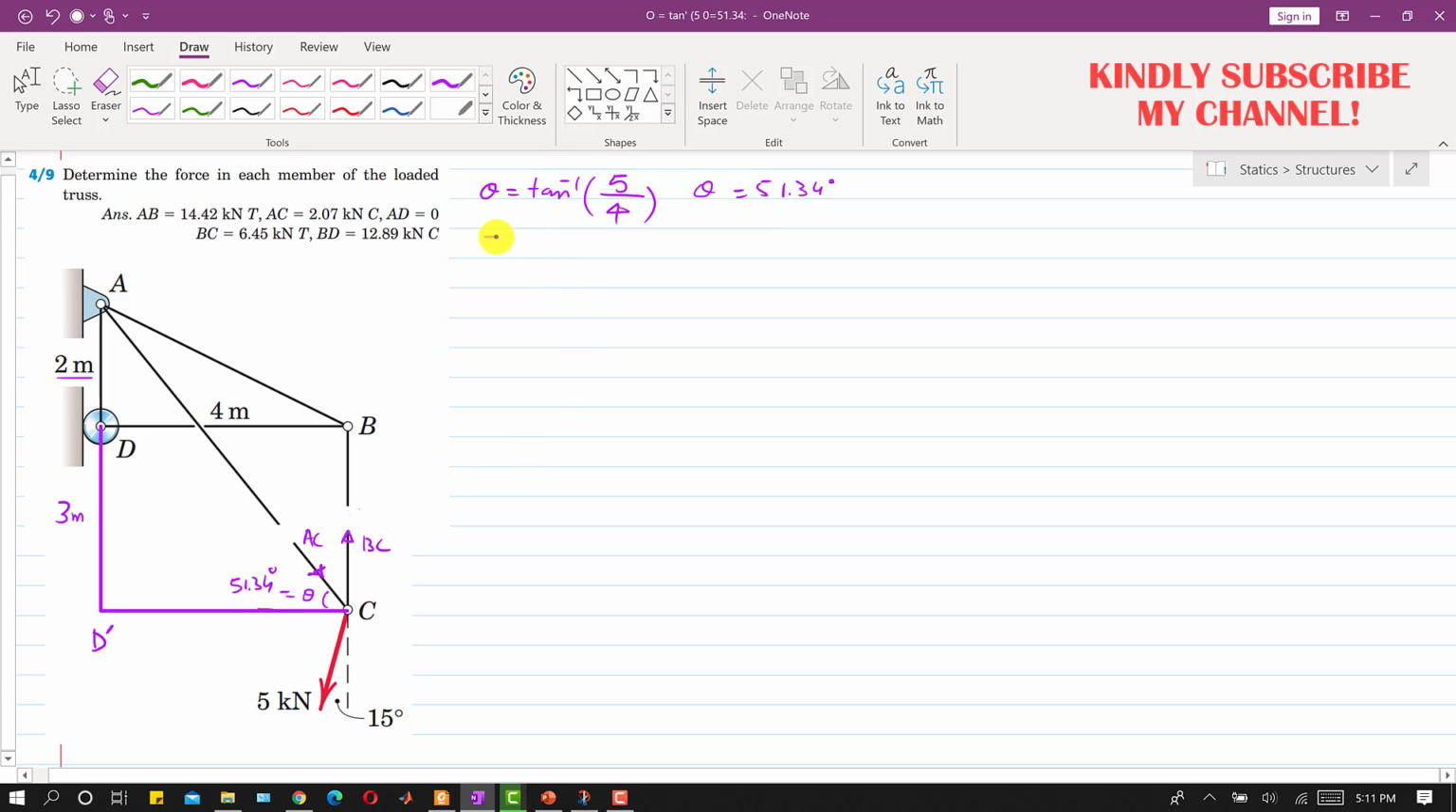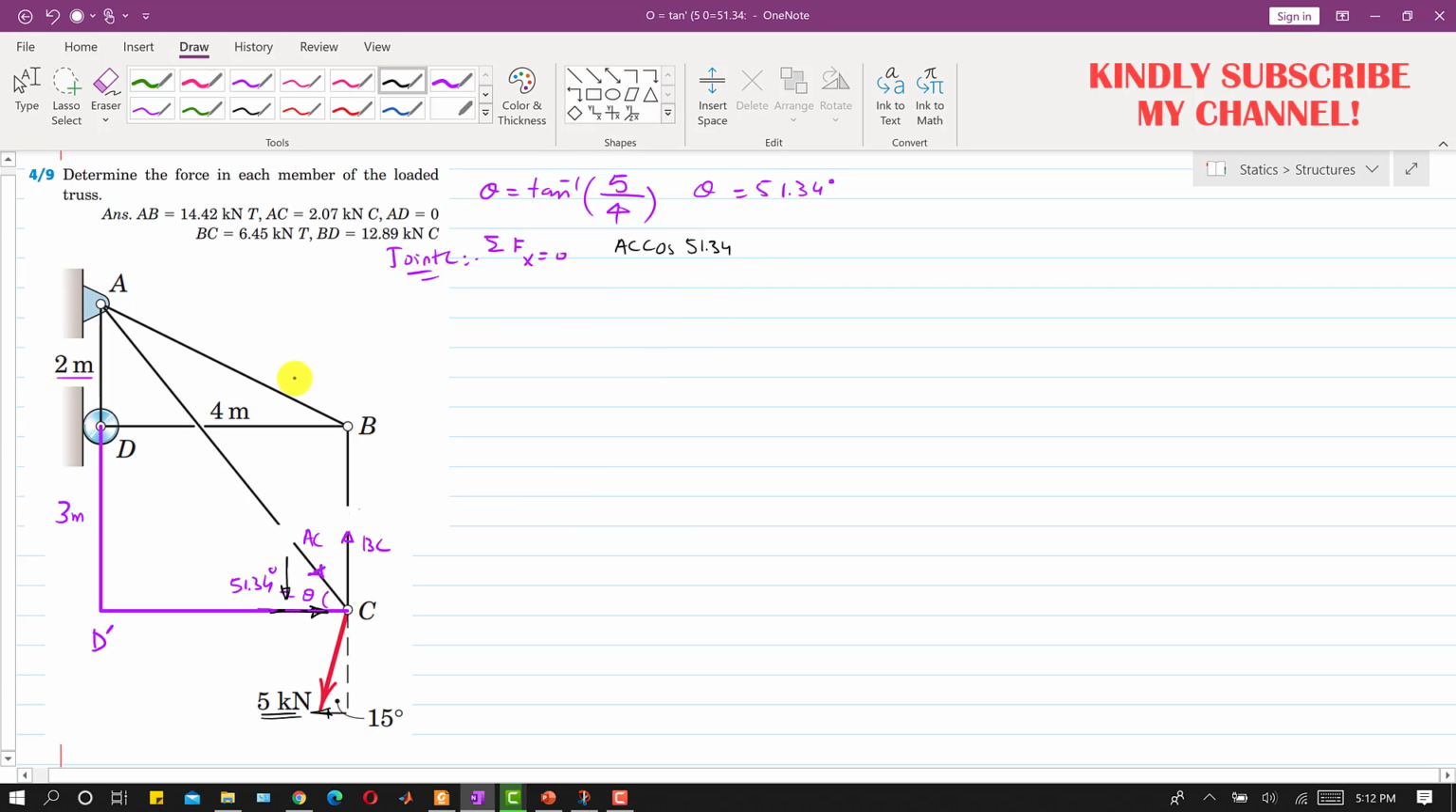Now if we apply the summation of forces along x equals 0 at joint C, so we are solving joint C. As we can see, this AC will have two components. It will have one component in this direction, and similarly one component in this direction. This component is the cos component, so we will write AC cos of 51.34 degrees, and this will be equal to, and this 5 kilonewton force will have one component in this direction. So this is the sine component.